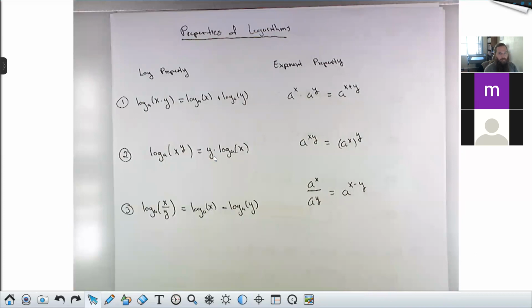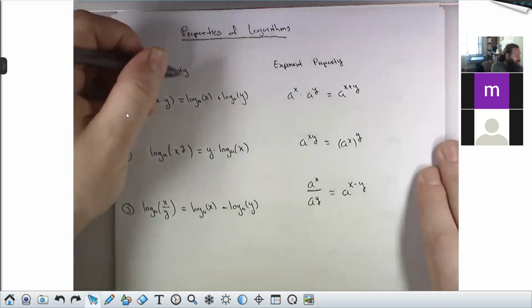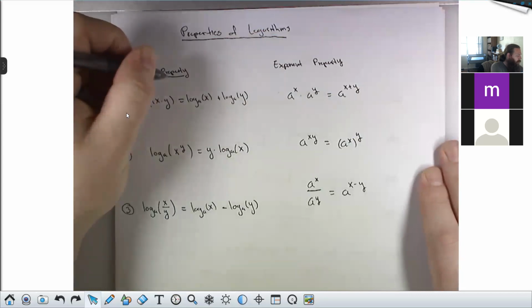So these are the three main rules for logarithms. And these are the only things you can do. Anything else, even if it looks like it should be okay, really isn't. These are the only algebra manipulations you can do with logarithms besides the straight up definition.